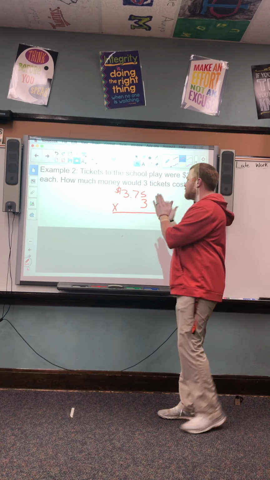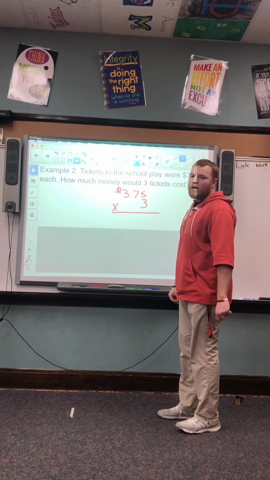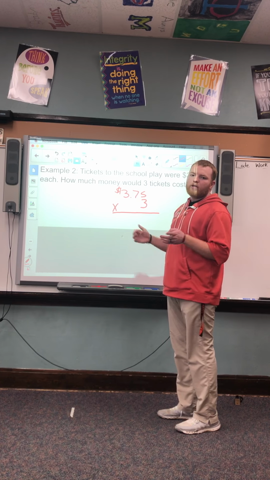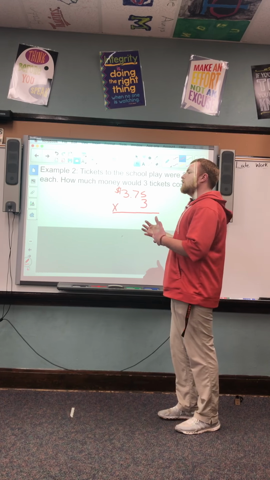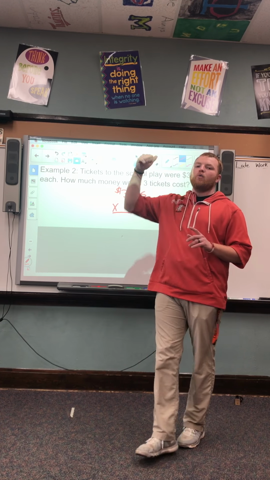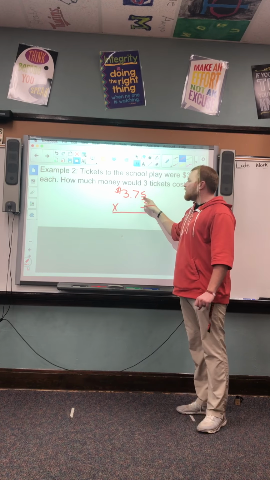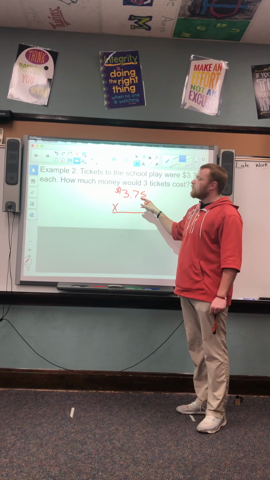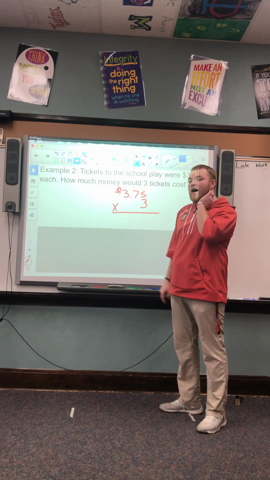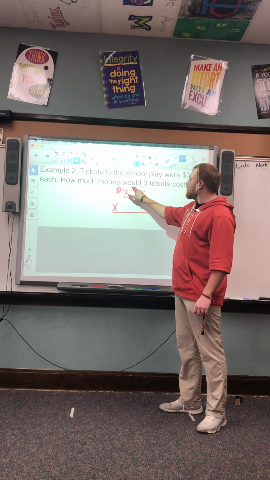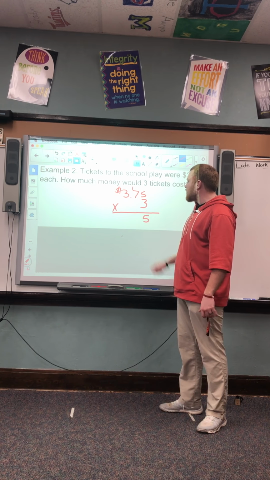Now again, start in the ones place. Now, since we're dealing with decimals, it's not the ones place. Start with the place value that's all the way to the right. So in this case, it would be the hundredths. Okay, so we would go 3 times 5, which is 15. Carry the 1, bring down the 5.